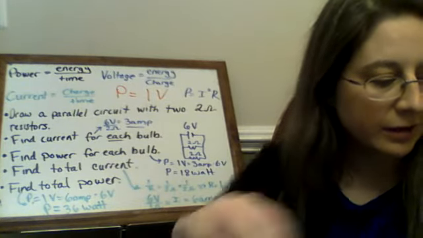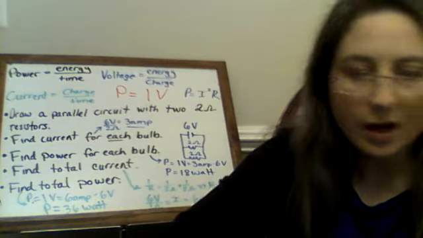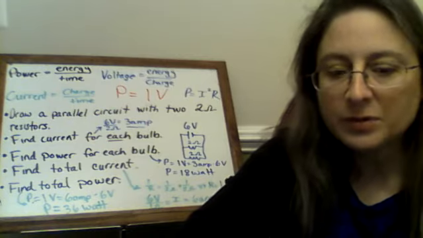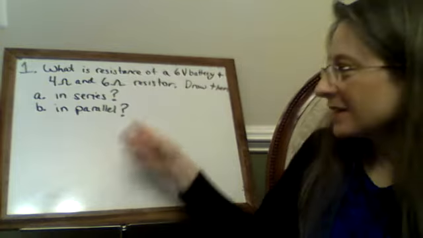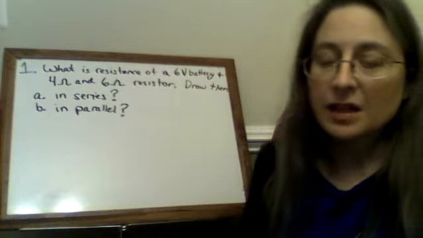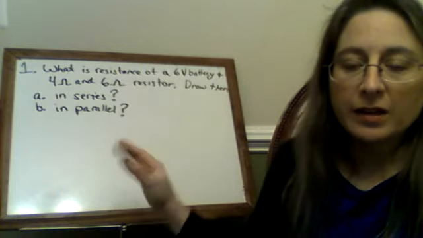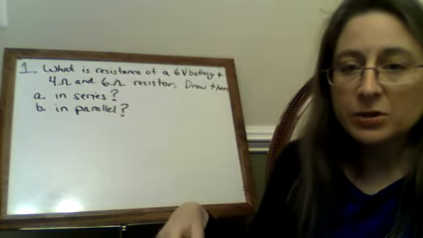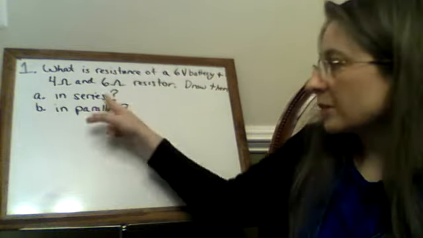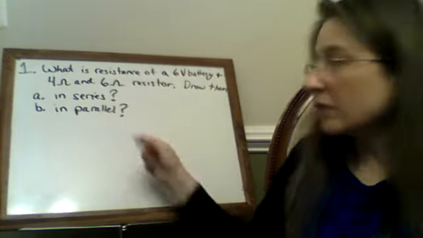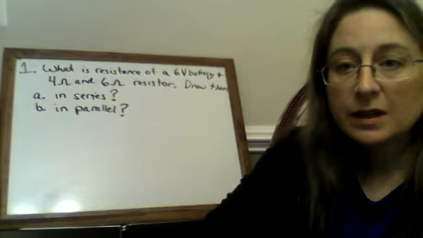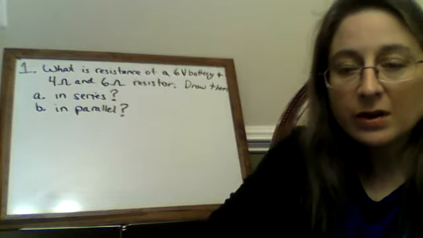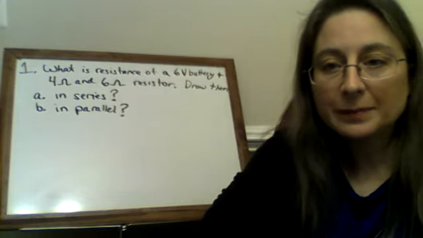So that's all a review. I'm going to write a couple extra problems for you on the board. Okay, so your problem is to find the resistance if you have a 6 volt battery and then you have a 4 ohm and a 6 ohm resistor. Draw them in series and in parallel and find their total resistance. So I'm going to hit pause, you hit pause, and we'll do that problem.